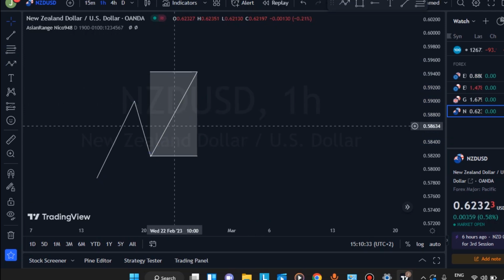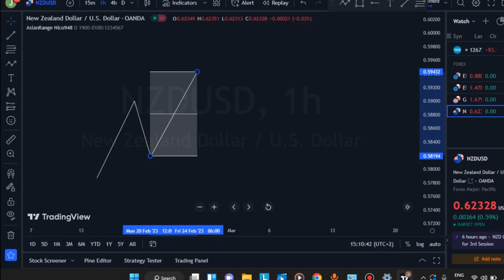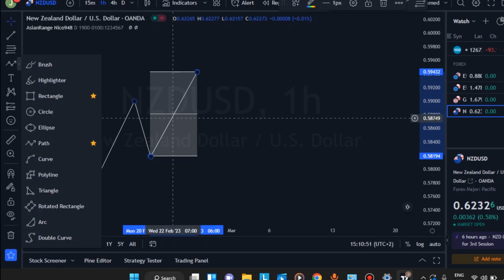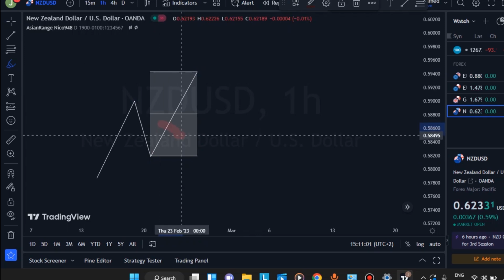Now we only buy in the discount area. So this area over here is going to be the discount. Let me show you. This area here below the 50% is gonna be the discount area, and we only buy in the discount area.